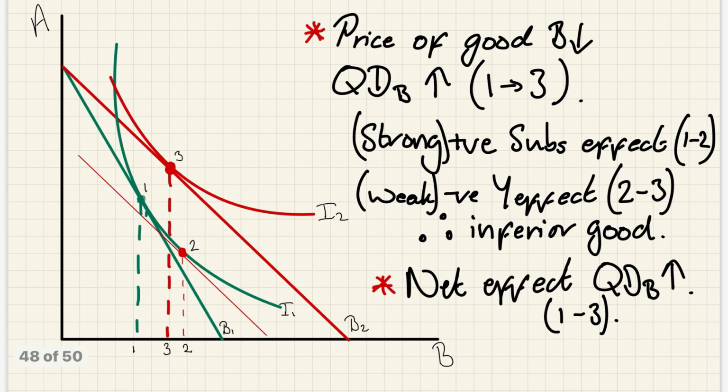So we've got the strong, positive substitution effect moving us from position 1 to position 2. But that's been diluted somewhat by that weak negative income effect, which has moved us from position 2 to position 3. So the overall net effect of the fall in the price of good B is a movement from position 1 to position 3.